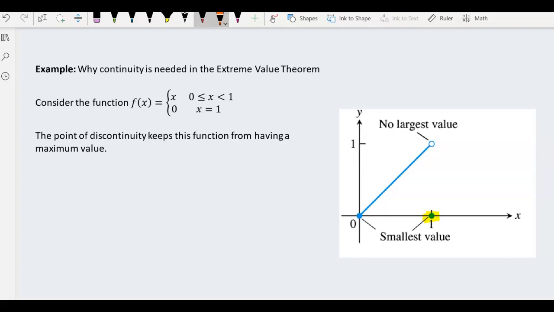So we know that there's a minimum, and it shows up in two places, right? It's showing up here at x equals 0 and also at x equals 1. That's the lowest y value on the graph. But because we don't have continuity, we have this jump discontinuity, right?